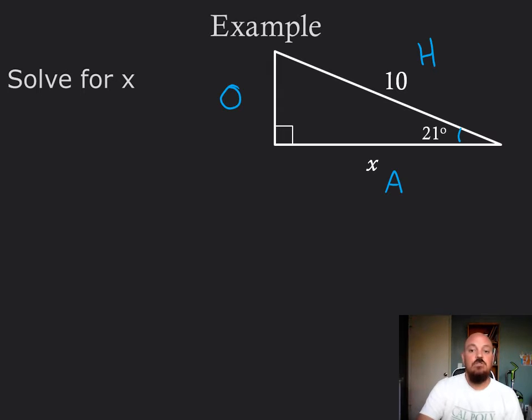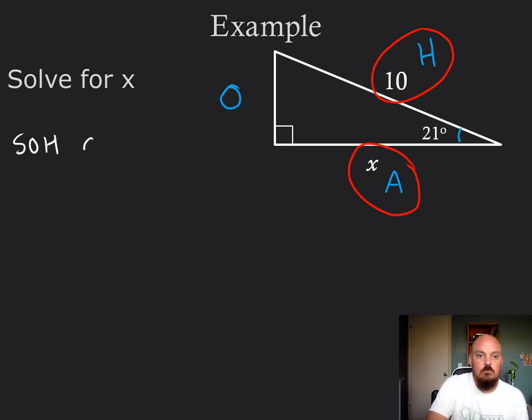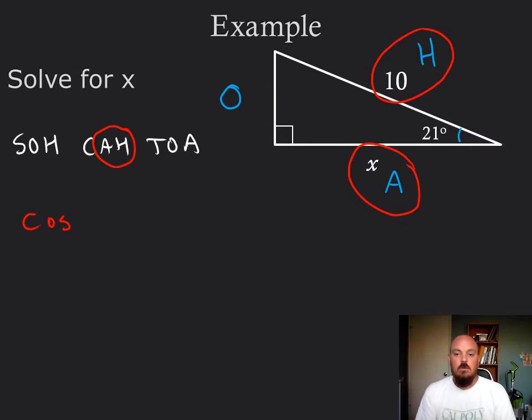So to answer this question, I want to use adjacent and hypotenuse. The one side you are given and the one side you're trying to find. I can't use opposite in this question because I don't have a number or a variable there. So the one that has a number and the one that has a variable are the ones you're using. So if we look at SOHCAHTOA, if I want to use adjacent and hypotenuse, this is going to be a cosine question.